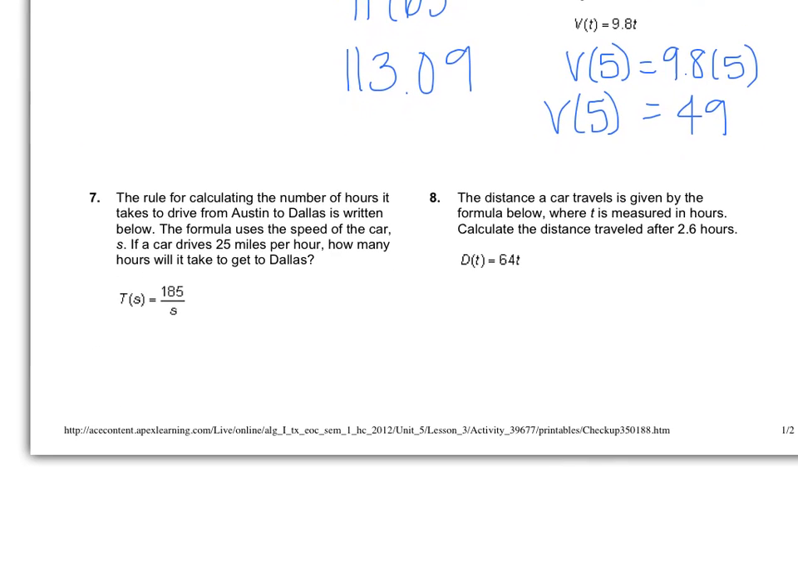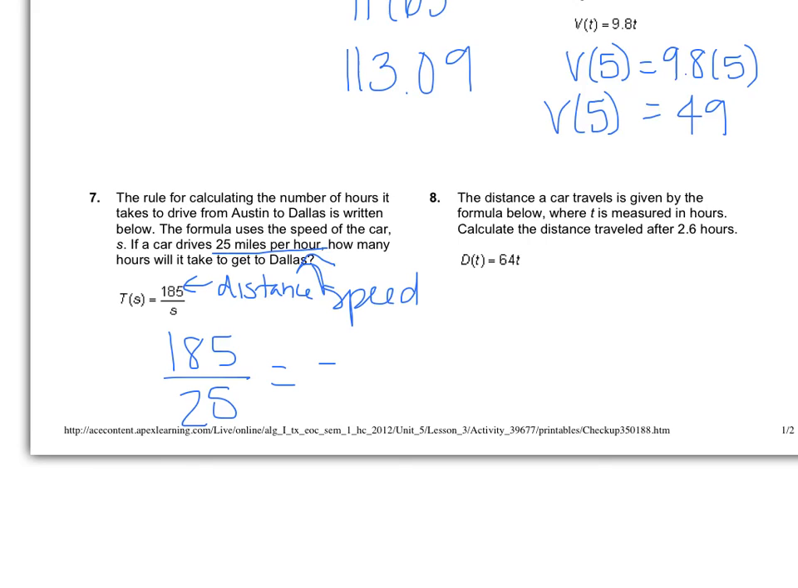Number 7, the rule for calculating the number of hours it takes to drive from Austin to Dallas is written below. The formula uses the speed of the car, S. If a car drives 25 miles per hour, how many hours will it take to get to Dallas? So this is our speed. Okay. In this formula, it's important to note that this number on top is our distance. So we're going to do 185 divided by 25. And that's going to give us 7.4. So it's going to take us 7.4 hours, or we would say that t of 25 equals 7.4.